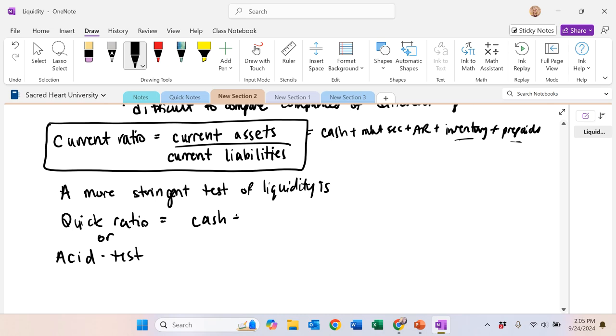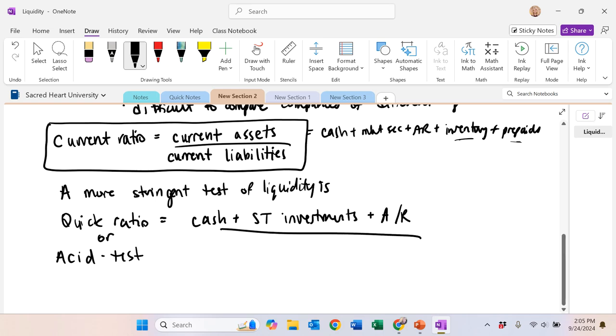And this is going to be equal to cash, short-term investments or marketable securities, and accounts receivable. How do they compare to current liabilities? And because this is a more stringent test, keep in mind that the quick ratio will always be lower than your current ratio, because our numerator is always going to be smaller in the quick ratio compared to the current ratio.